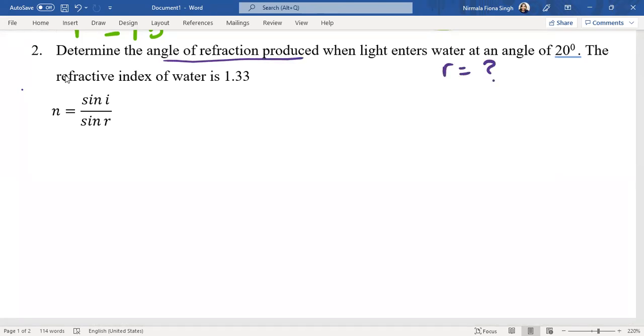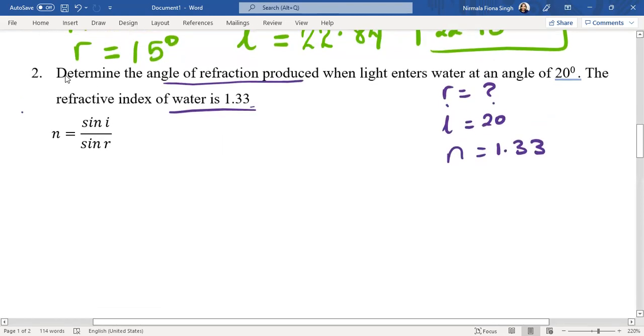Light enters water at an angle of 20 degrees. So that means the angle of incidence is 20, and the refractive index of water is 1.33. So N is equal to 1.33. So we have all our numbers. Let's go and play with our formula now. As I said, if you want to plug in the numbers right away and start manipulating, that's up to you. But I'd rather play with the letters first and then plug in numbers at the end.